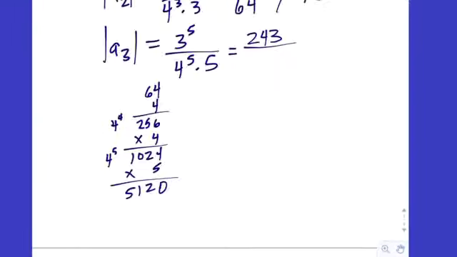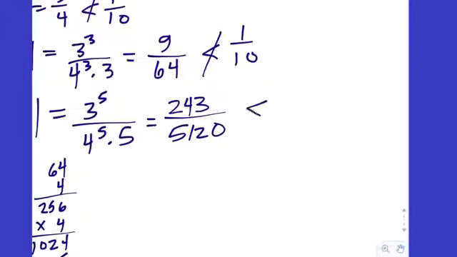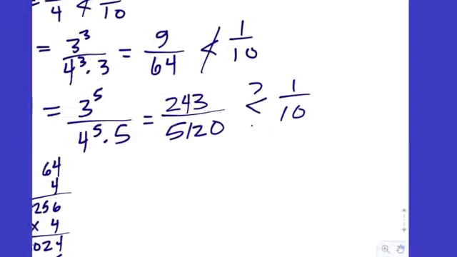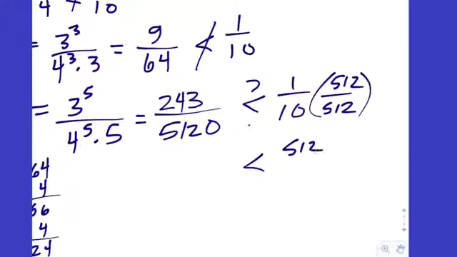So you get 5120. So this is 243 over 5120. The question is, is that less than 1/10? Well, if I get a common denominator, that's pretty easy. I can just multiply this by 512 over 512. Which means, is that less than 512 over 5120? Yes, it is, okay? The numbers aren't incredibly bad, but it's a little bit arduous.